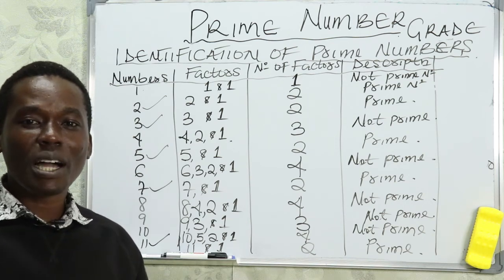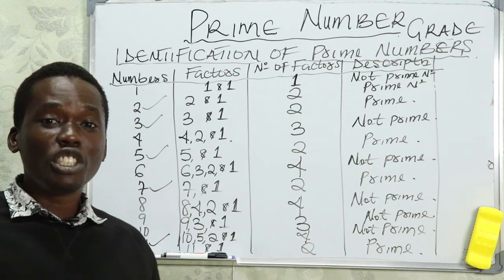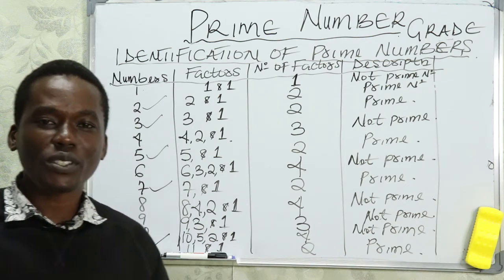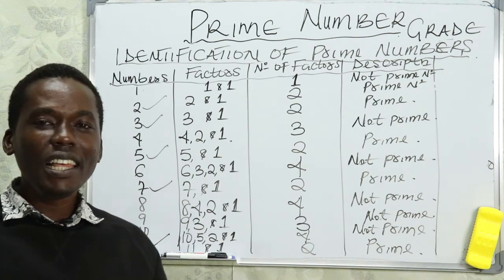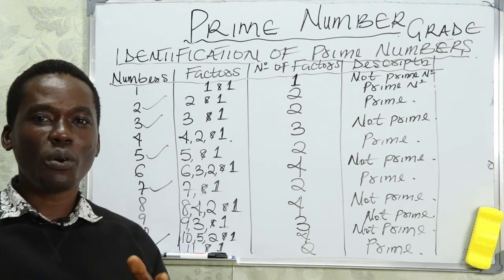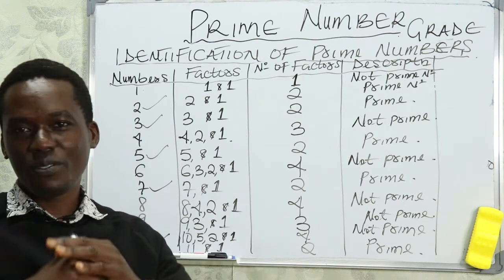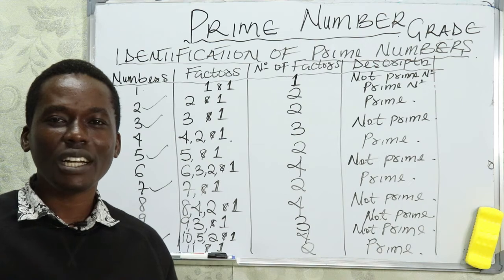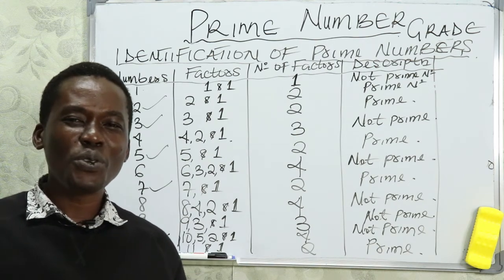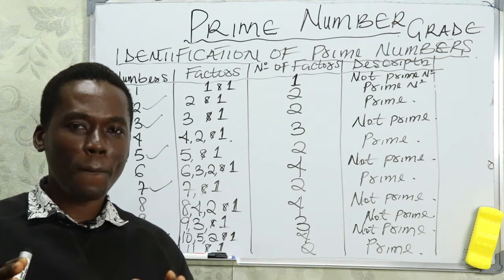Identifying prime numbers can be very easy. Your teacher can ask you a question: list the prime numbers from 1 to 50. How can you go about doing that? This time around, we are going to use what we call the sieve method.